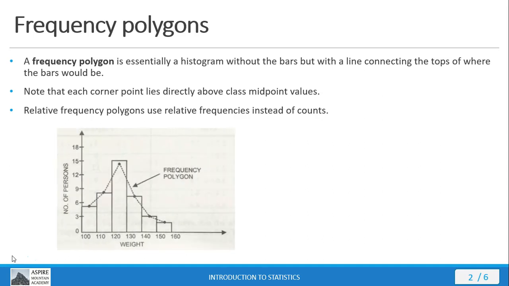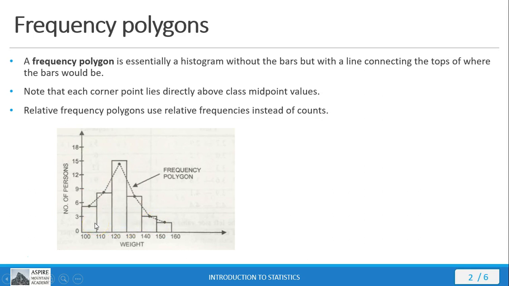In the first example, we've got weight versus the number of people. So we've got different bars here if we were making a histogram for the different weight classes, and then we just take the midpoints of the tops of each of those bars and we connect the dots with the line that you see here. And this line that connects the dots is our frequency polygon.